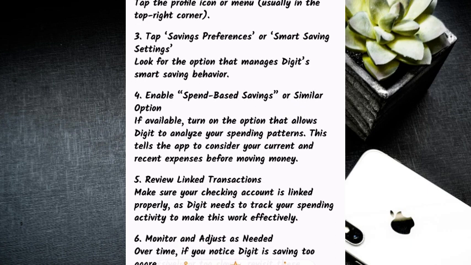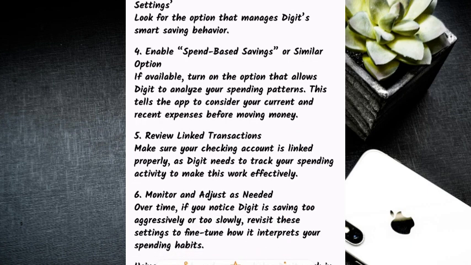Review linked transactions. You can make sure that your checking account is linked properly, as Digit needs to track your spending activities to make this work efficiently. You also need to monitor and adjust as needed. So over time, if you notice Digit is saving too aggressively or too slowly, you can revisit these settings to fine-tune exactly how it interprets your spending behavior.